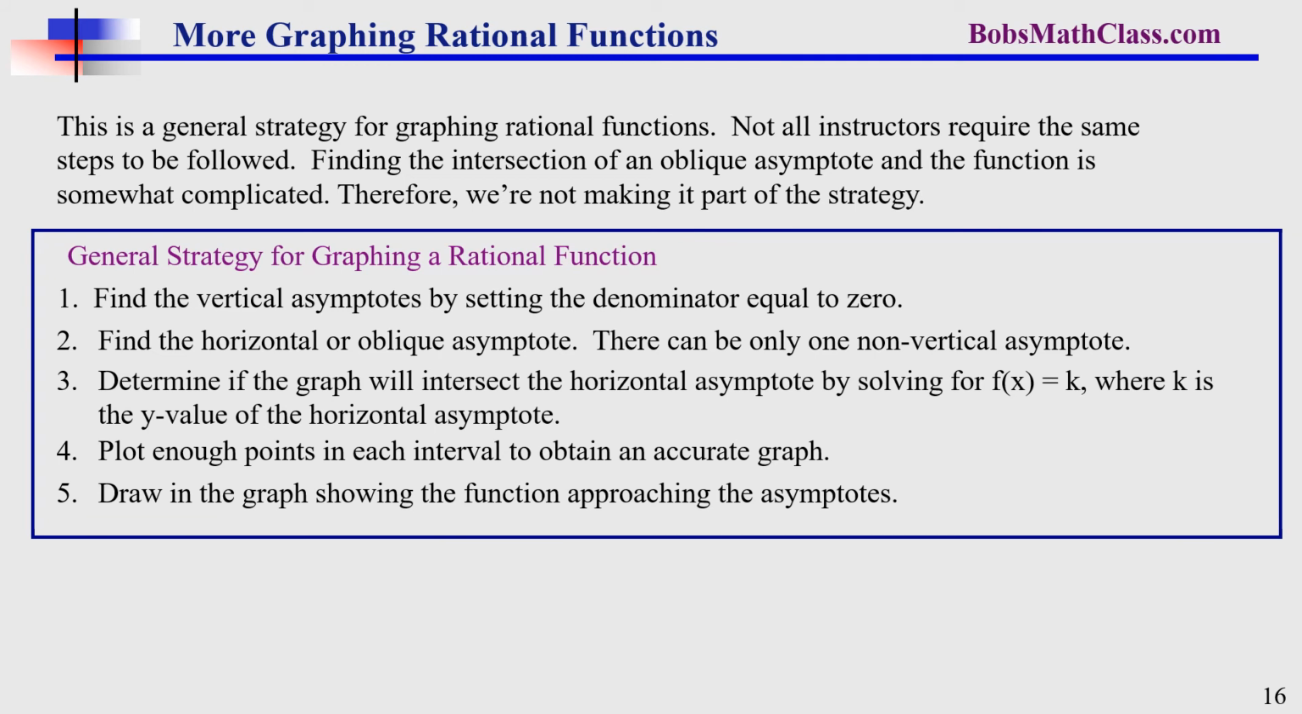So here are the steps I think are important. Number 1, find the vertical asymptotes. Find the horizontal or oblique asymptote. You can't have both. You can only have one or the other. You should determine if it intersects the horizontal asymptote. Plot enough points, whatever enough is, and then draw it in. And that's good enough.